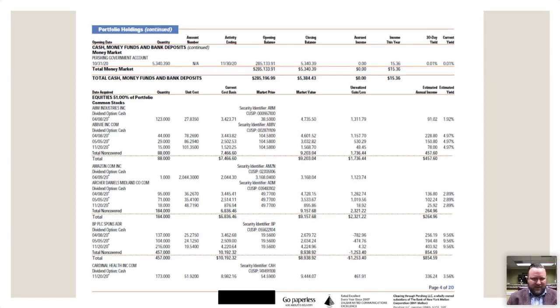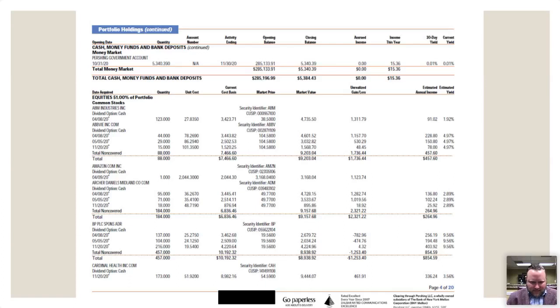And the number of shares is the next column, quantity of shares. The next column is account number, the number associated with that, and then activity ending. You can see the total dollar amount. So $10,192 worth of BP in this situation.